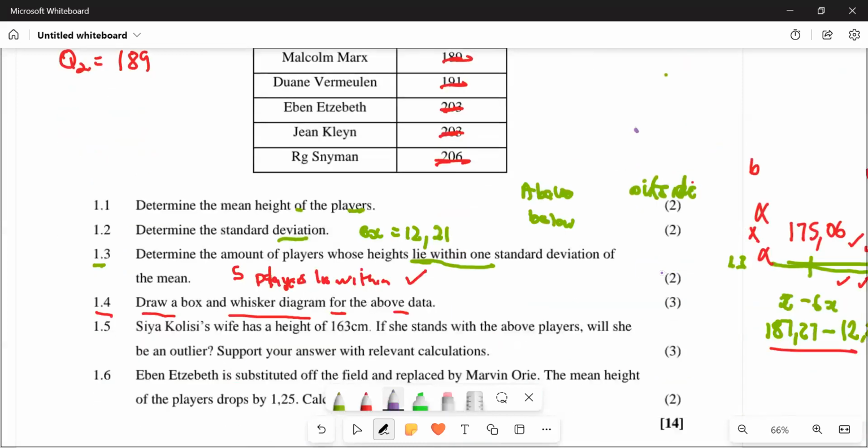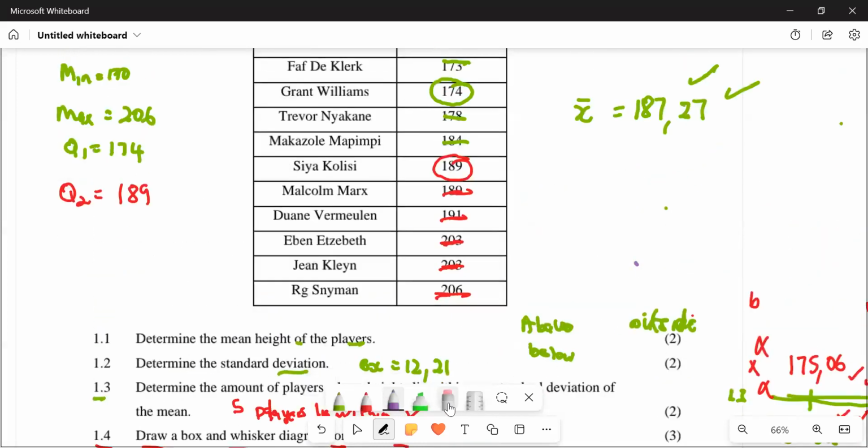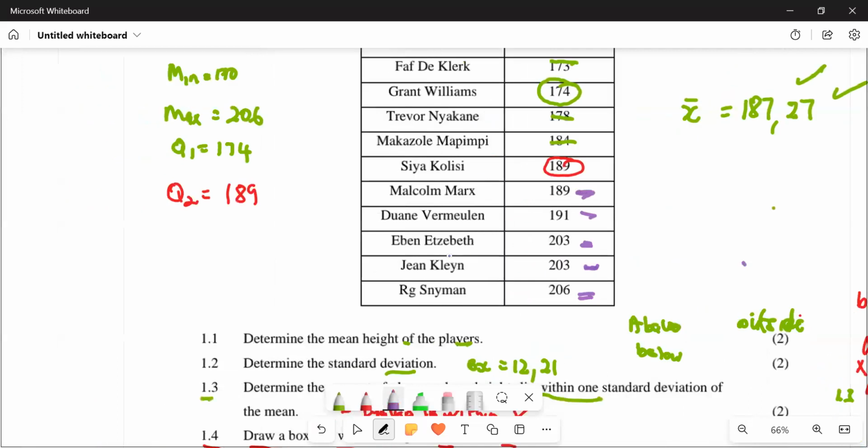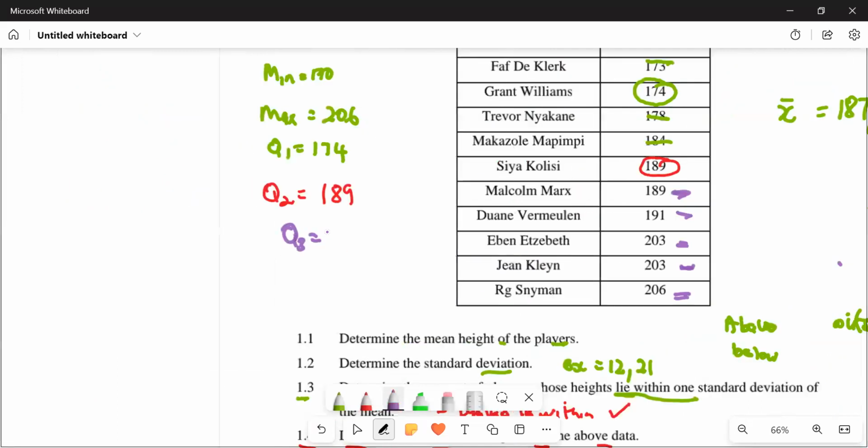After that, we go to above. We're looking for Q3 here. This one goes with this one. This one goes with this one. Oh, 189 is Q2, so I can't count this one. So I have this one which goes with this one, and this one which goes with this one. And then what is going to be our Q3? Our Q3 is going to be 203.